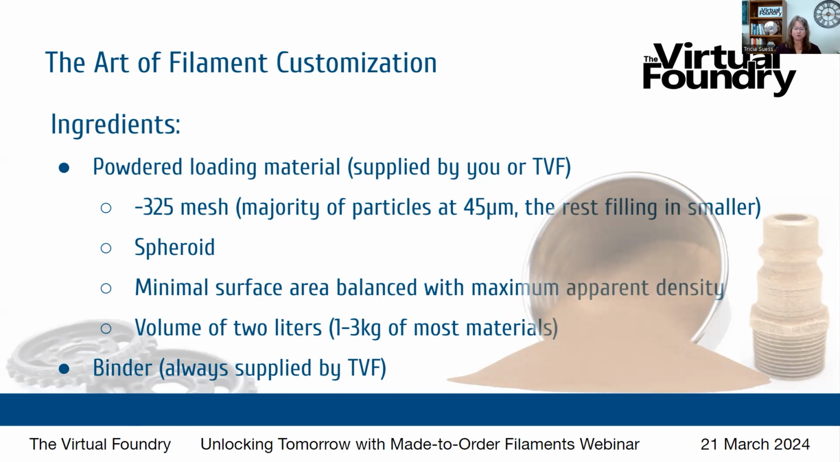Now, this is what we're looking for from the powder. Particle size of -325 mesh, which is the majority of particles at 45 micron, the rest filling in smaller, spheroid in shape. And we're looking for that optimum balance between minimal surface area and maximum apparent density. And as far as the volume of materials, we're looking for typically 1 to 3 kilograms, but if we look at the volume rather than the weight, that's going to equal about 2 liters of powder.